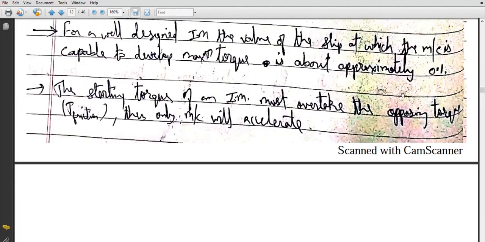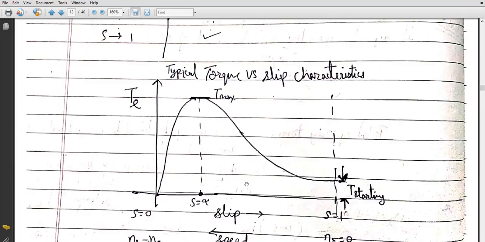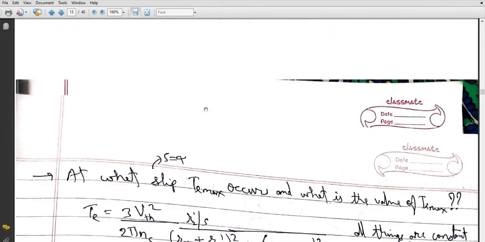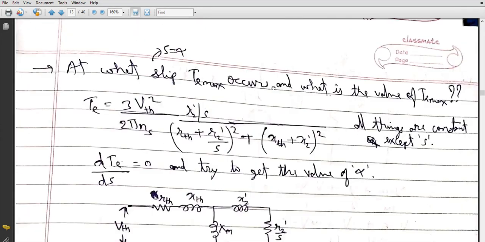This is the derivation. We know that as s equals alpha, we get TE maximum. So they just want you to find out the value of this alpha, the slip s equals alpha when maximum torque occurs, and what is the condition for that. So at what slip T maximum occurs and what is the value of T maximum. We know the expression for T is what we derived previously. All things are constant except s.